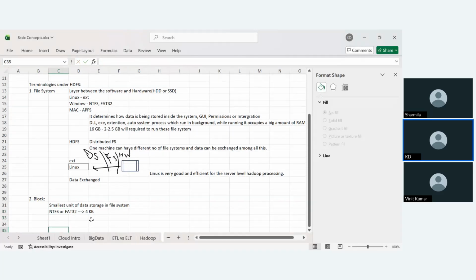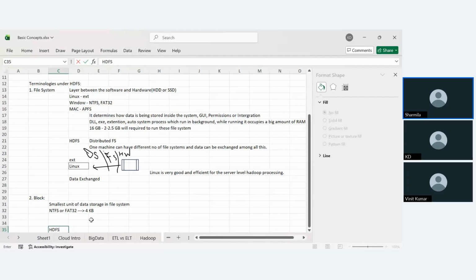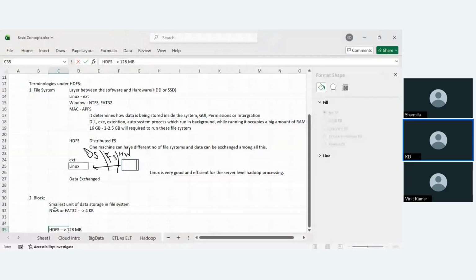But when you talk about the HDFS file system, the block size will be 128 MB. Imagine the difference between the NTFS and HDFS file systems. In NTFS the block size is just 4 KB only. Now let's suppose you have to store 10 KB of data. You would require three blocks of 4 KB to store this 10 KB data.